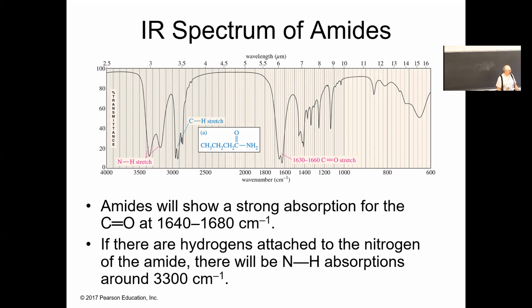Right, and then here is butanamide. We have the two NH stretches from the primary amide. Okay, these are narrower than what we'd see for an OH. We've got the alkane CH stretches, and then we have the carbonyl, and instead of being around 1700, it's about 1630 to 1660.